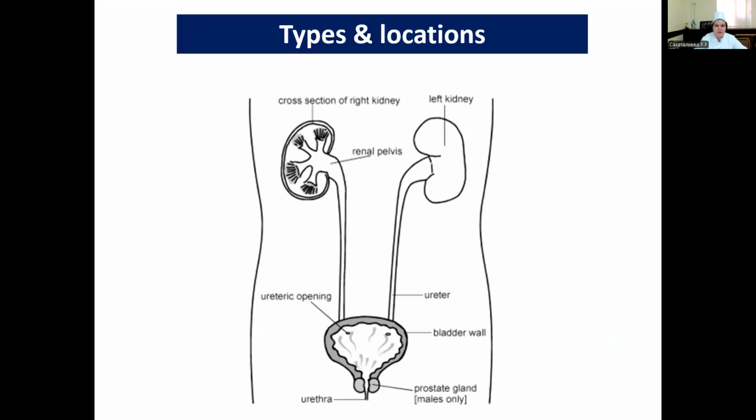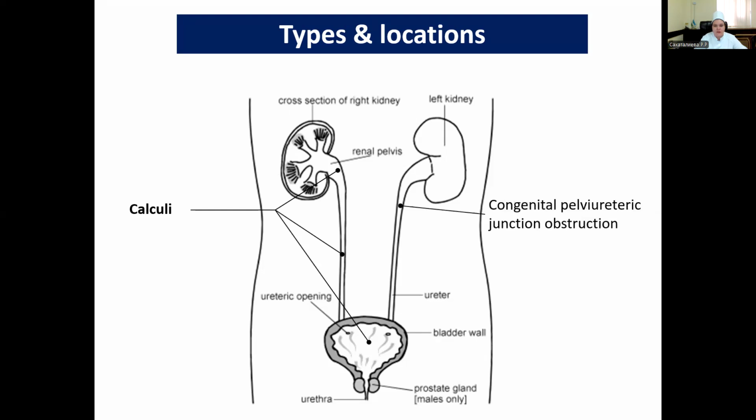In these slides you can see the types and locations of obstructions. As we discuss, the left kidney or right kidney, cross-section of the right kidney, renal pelvis obstruction, ureteric opening obstruction, urethra, and the bladder and the prostate gland. In the slide, you can see the calculus in the congenital ureteropelvic junction obstruction.